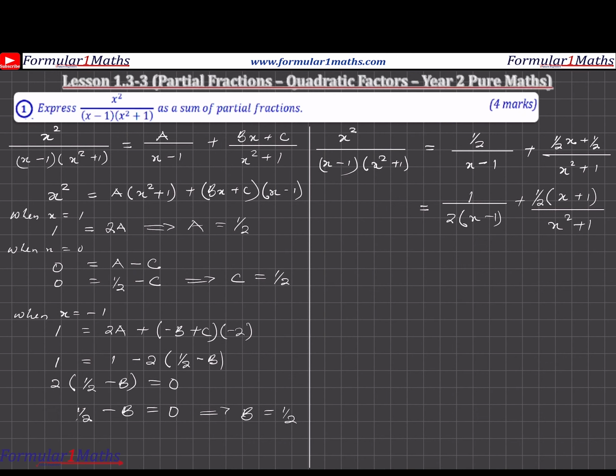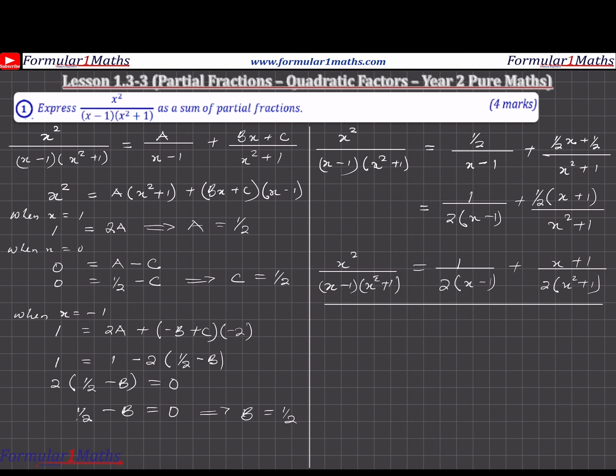And finally, we can write this as x squared over x minus 1 times x squared plus 1 is equal to 1 over 2 brackets x minus 1 plus x plus 1 all over 2 brackets x squared plus 1. And that's the final answer required for this question.